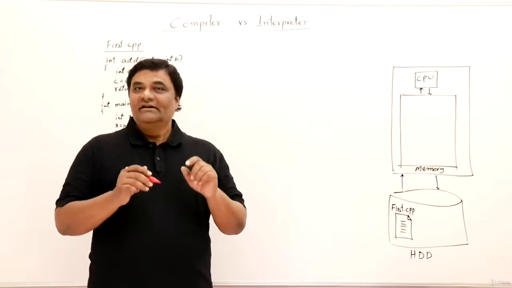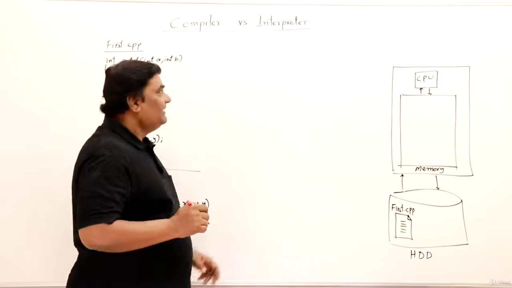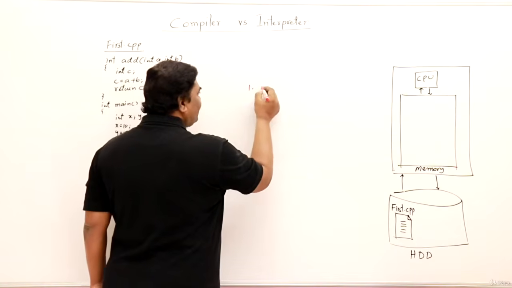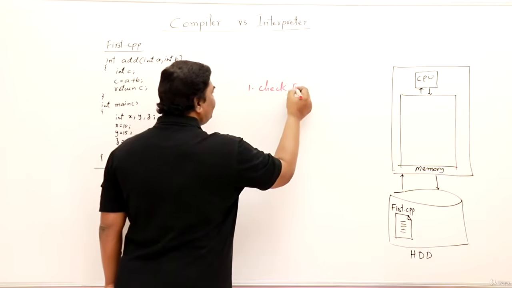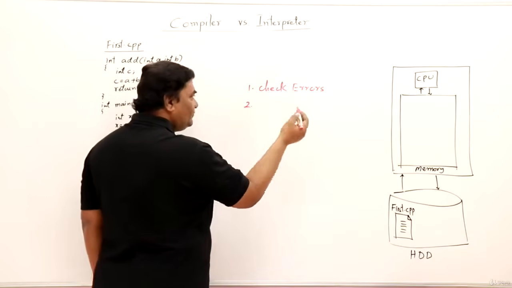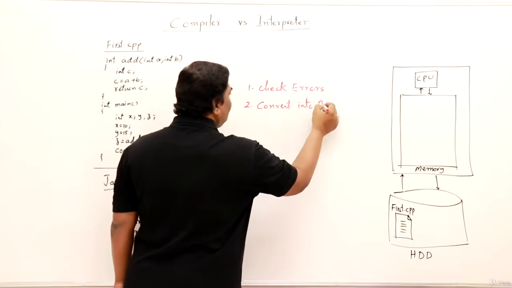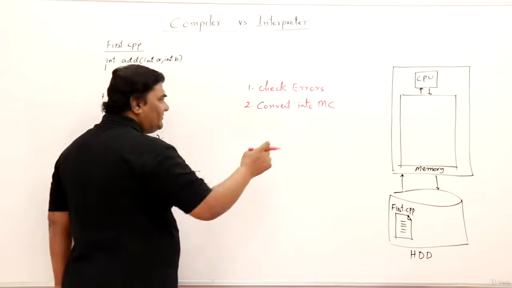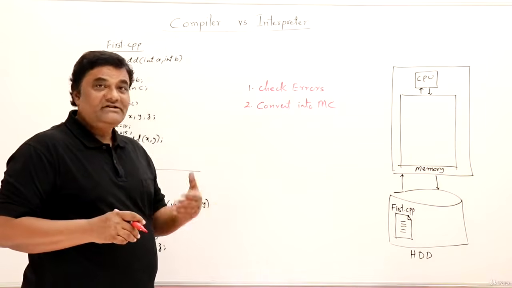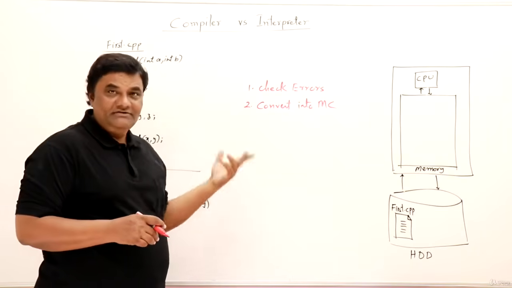For understanding this, we should know what the job of a compiler and an interpreter is. What are the major tasks? Let us see. The task of the compiler or interpreter, whatever it may be, first is to check for errors. Then the second thing is convert into machine code, MC, machine code language. A high level language gets converted into low level language, that is machine code, which is understandable by the machine. So compiler and interpreter do this job of conversion.